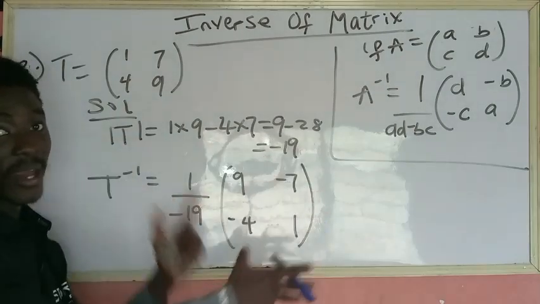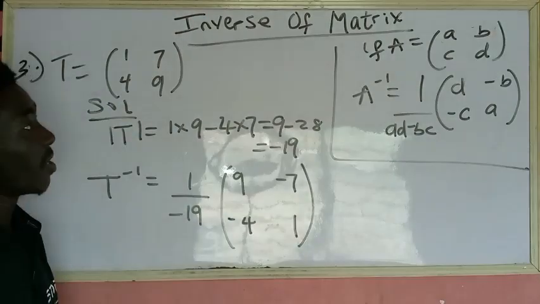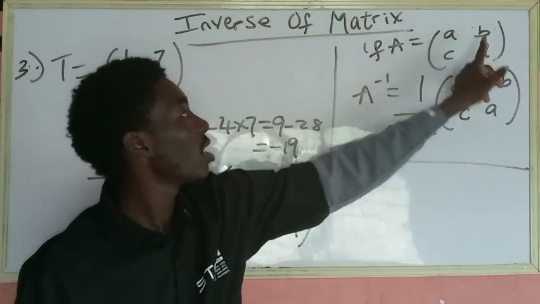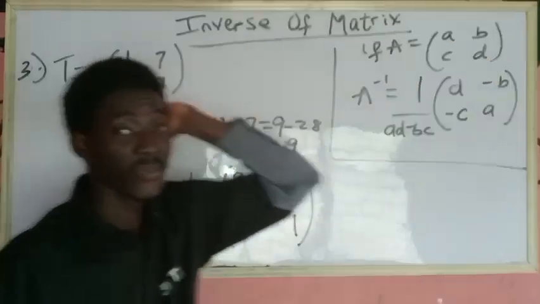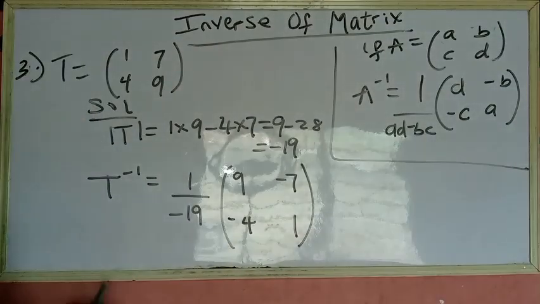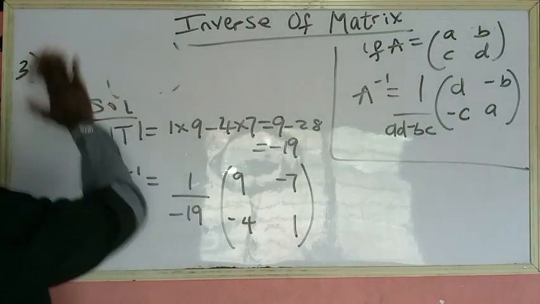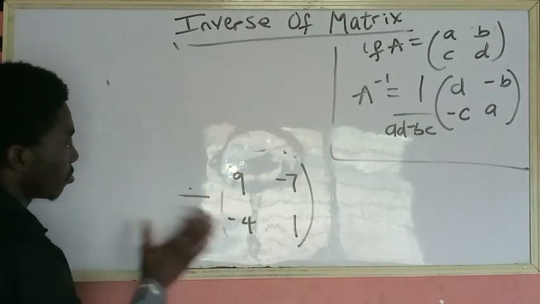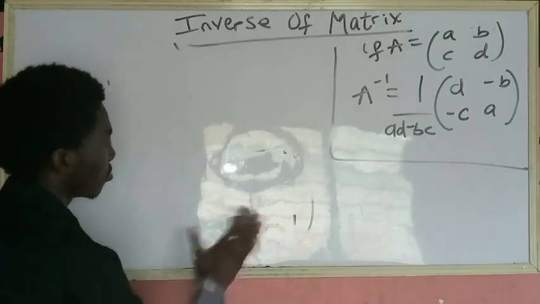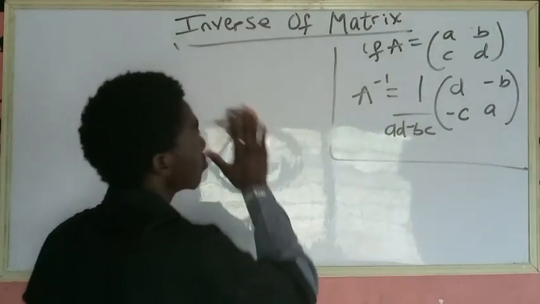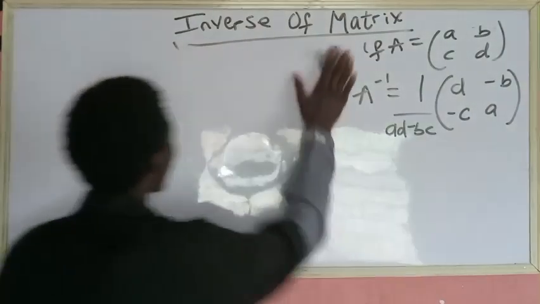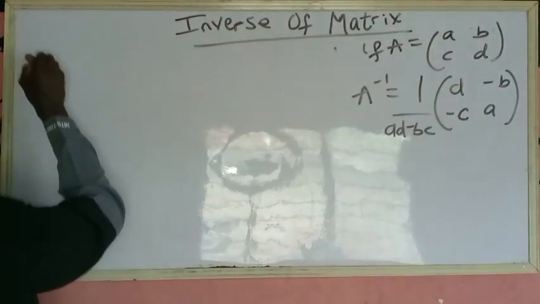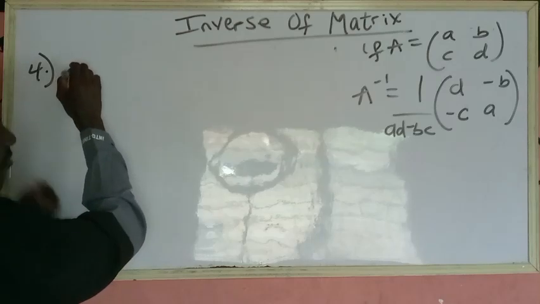So you can use the formula to get your answer, or you can do it naturally. But this is the formula for a 2 by 2 matrix. So just switch it and put the minuses on this. Let us look for that. In that case, let's do another question.